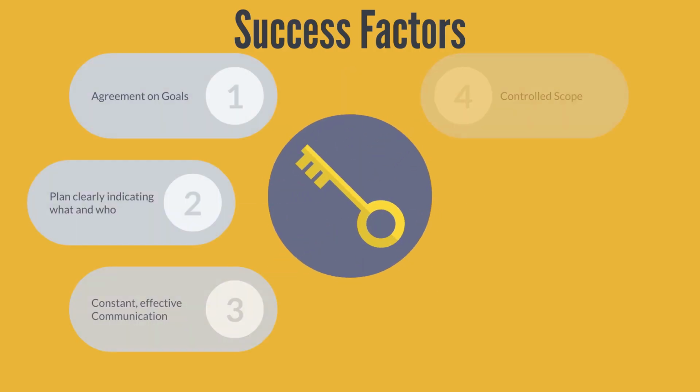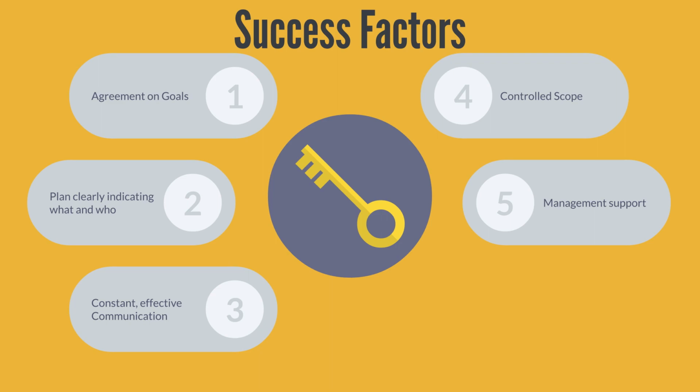Let's talk about 5 critical success factors for a project. First is to gain agreement on the goals. Ensure that stakeholders, team members, customers, and the sponsor all agree upon what the goals are. Second is to ensure that you create a detailed plan indicating the what and the who.